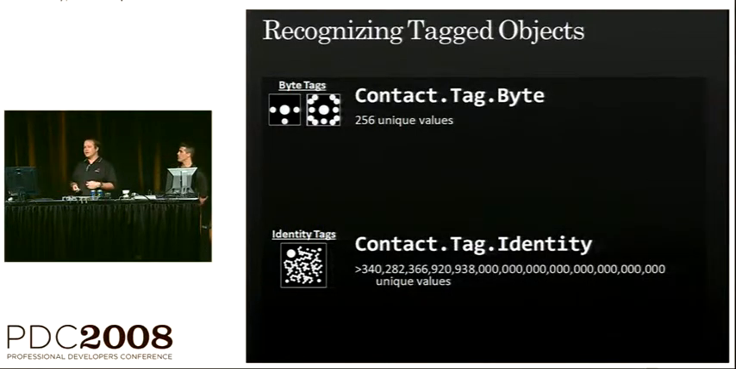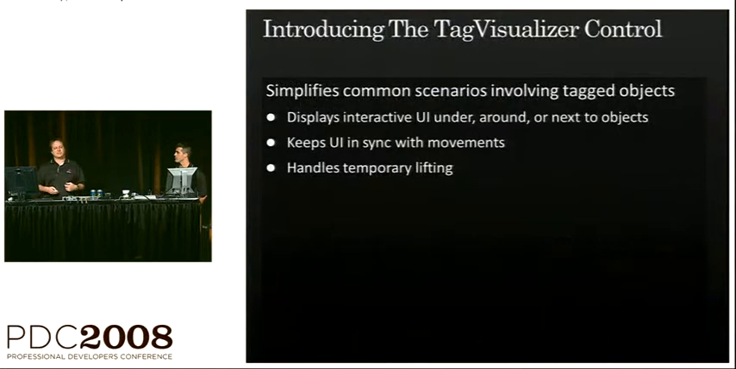But what we see more commonly is that most people, when they're working with physical objects, have a very similar class of scenario. And what that involves is identifying, hey, there's an object that I care about on the screen, rendering some UI either under or around or next to that physical object, keeping that UI in sync with that physical object as it's moved and rotated. You want to move and rotate the UI accordingly so it remains under, around, or next to the physical object. And then you want to gracefully handle what happens when the user takes the object and either walks away with it or puts it down somewhere else on the surface. So this is what we built the tag visualizer control for.